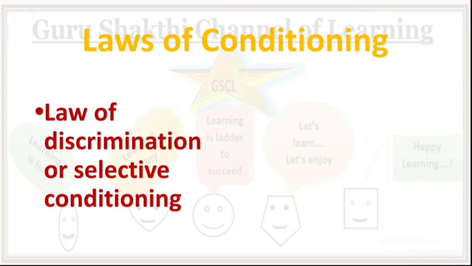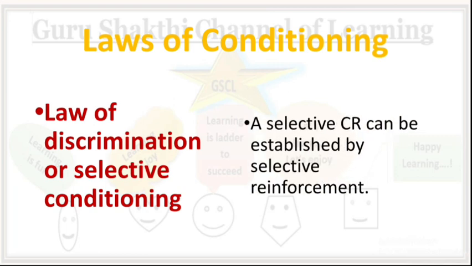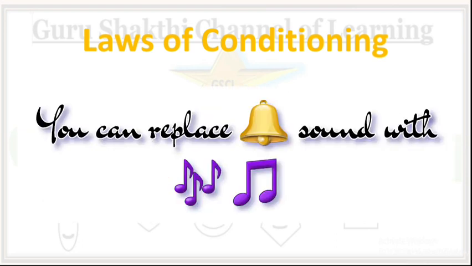Fourth law, the law of discrimination or selective conditioning. You can choose to eliminate a conditioned response by removing the conditioning stimulus. Example, if you don't want the dog to respond to the bell, then you can stop presenting it as the conditioning stimulus. This will enable the weakening of the conditioned response towards the bell and ultimately eliminating the response for the bell. And you can select something else as the conditioning stimulus instead of the bell sound, such as music, a song, light, horn, etc. Replacement is always possible.